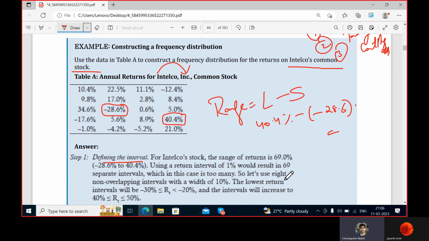40.4 plus 28.6, 69. It's 69, sir. I just added, the 69.